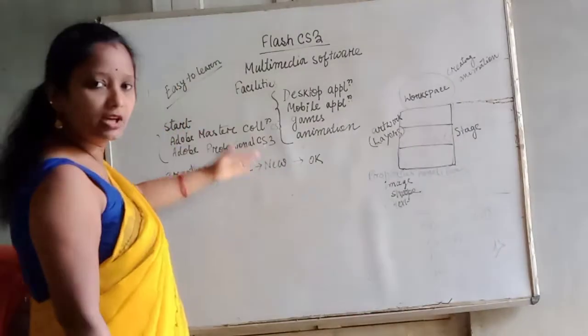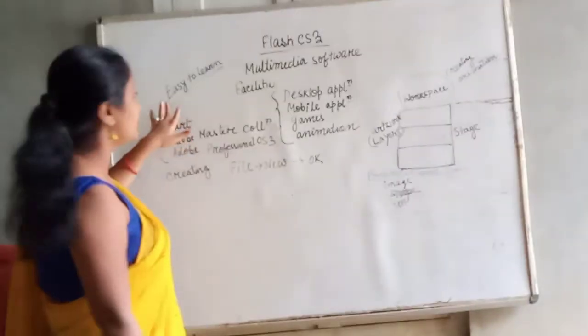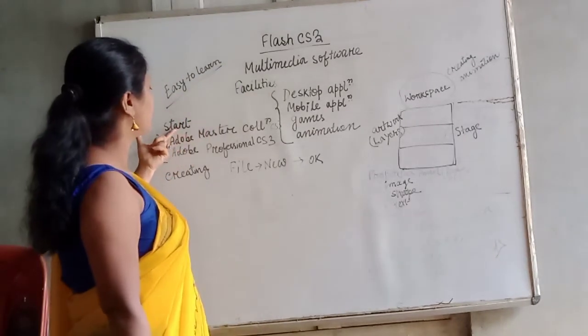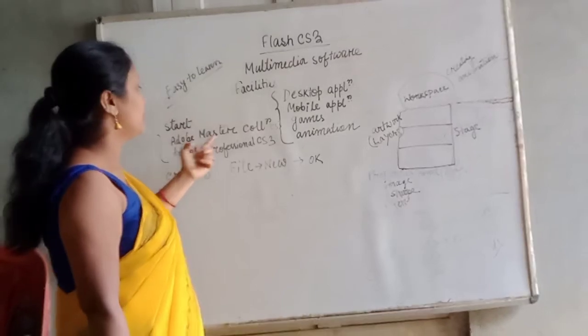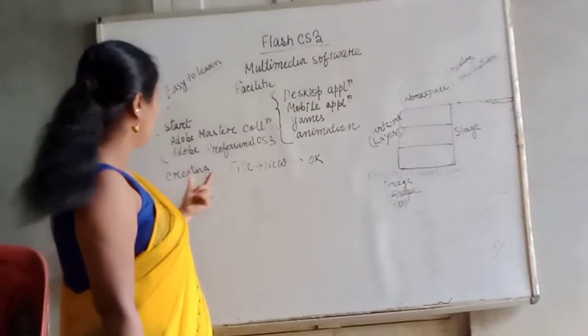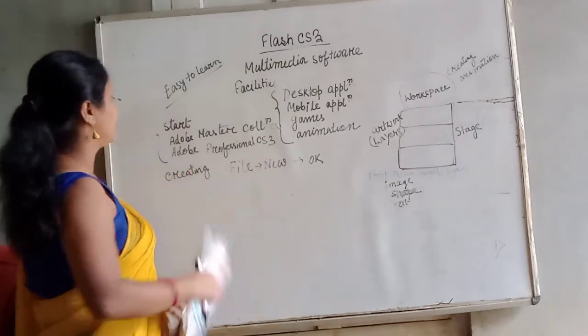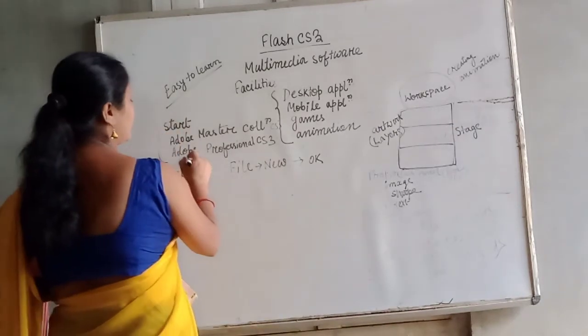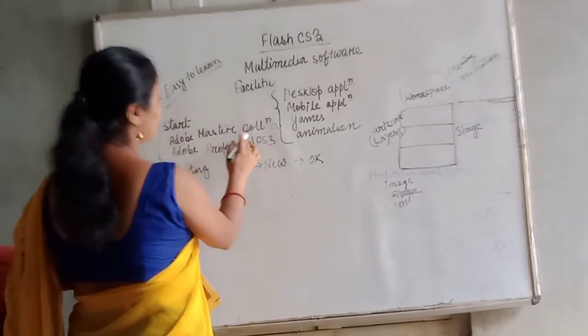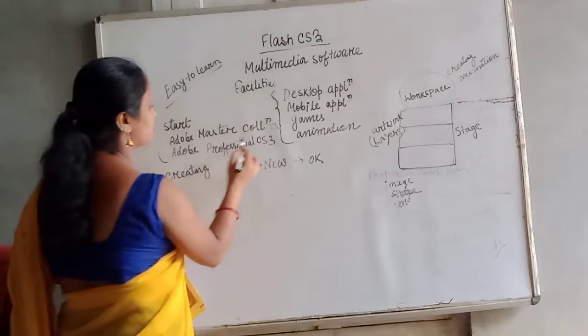So how to start Flash CS3? It is very easy to learn. First you have to go to the start button, then Adobe Master Collection CS3, then Adobe Professional CS3. This is the process to open it.